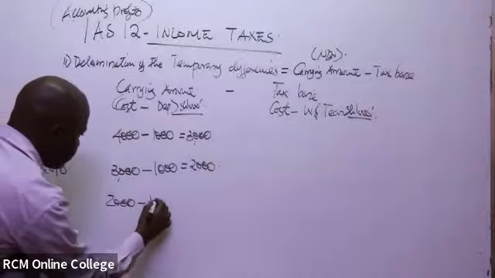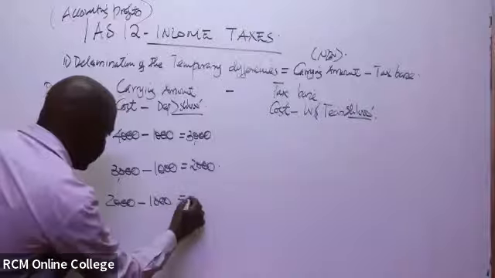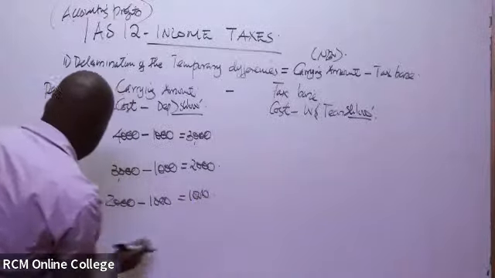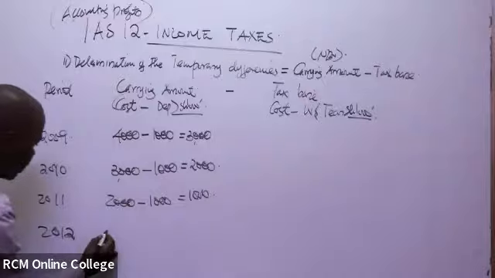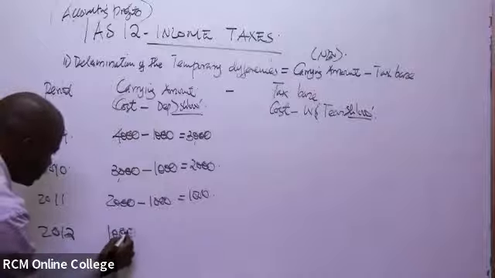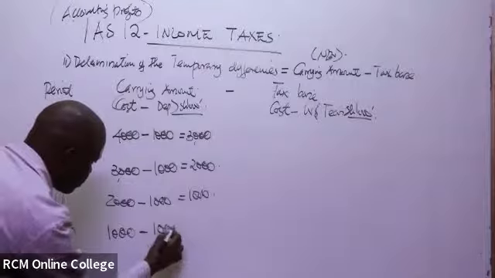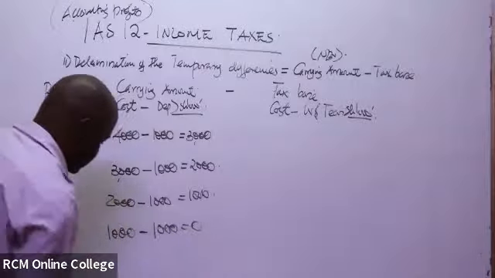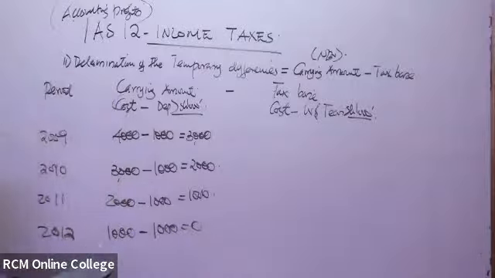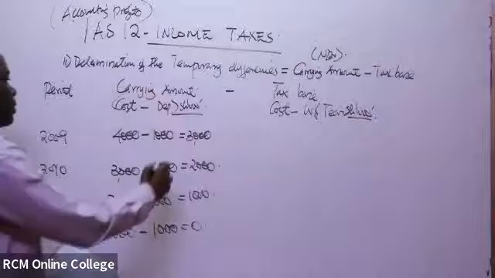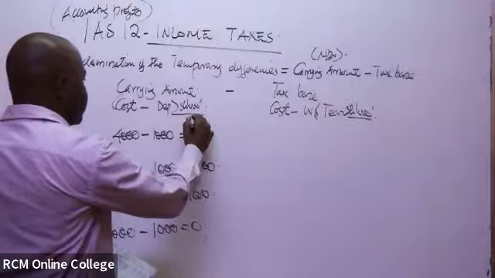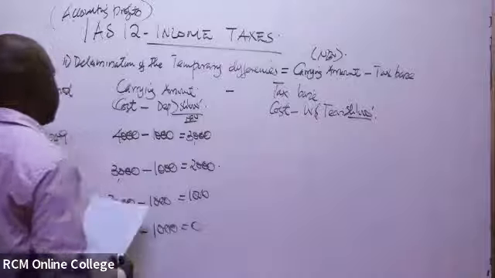We remain with 1 million by the end of the year 2011. Then in 2012 it was fully depreciated, so we remain with 0. So this is basically the NBV for the end of each and every year.